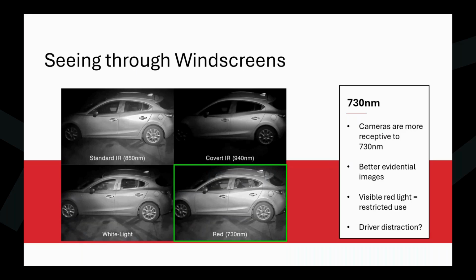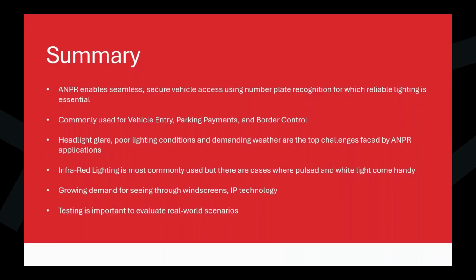So in summary, ANPR obviously provides seamless, secure vehicle access using number plate recognition, which you need reliable lighting in order to achieve. Commonly used for vehicle entry, parking systems, border control, industrial sites, logistics hubs, etc. You've got a lot of challenges, which include things like vehicle headlights, the actual number plates themselves being tricky to pick up, whether that be due to the material or the lettering, for example, weather, the speed of the vehicle, etc.